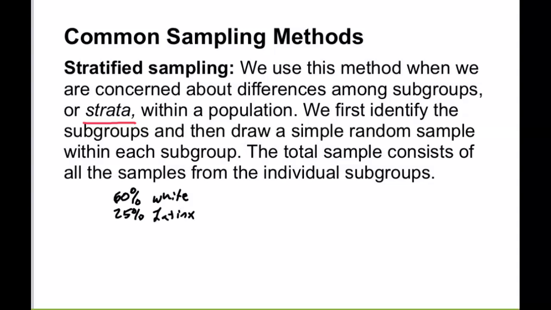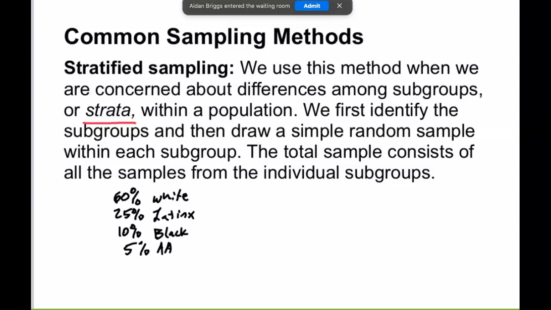Latinx, what does that make? 85? Let's say 10% Black. Okay, 5% AAPI or Pacific Islander. That's 100, right?